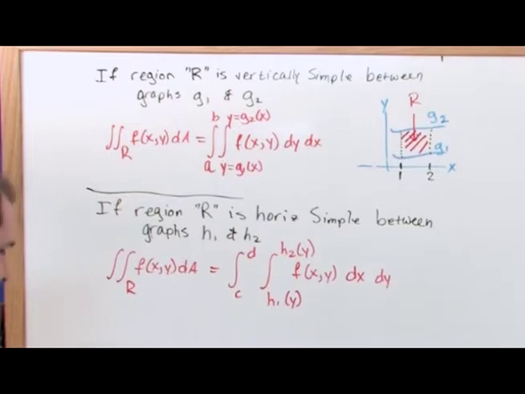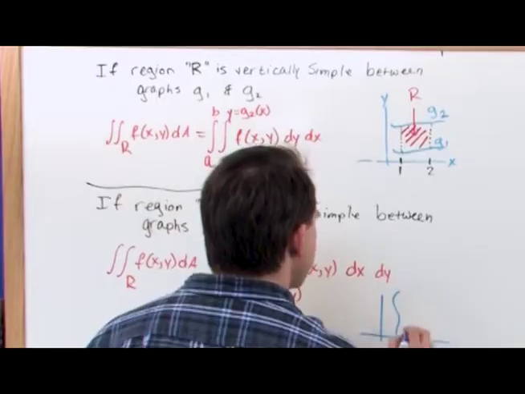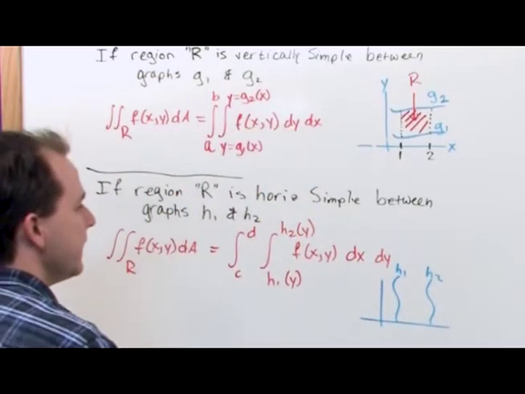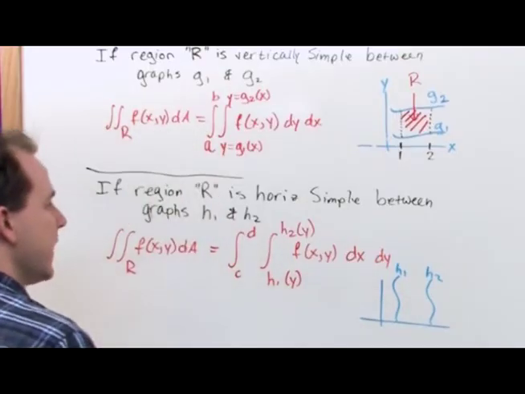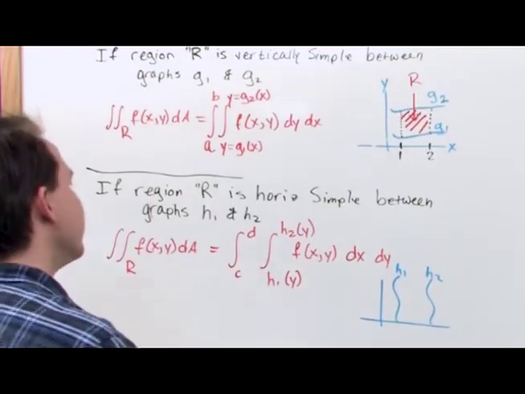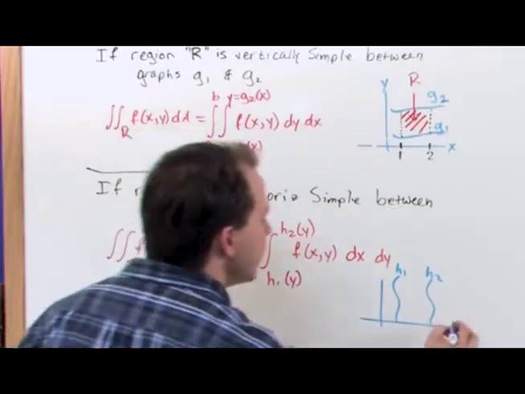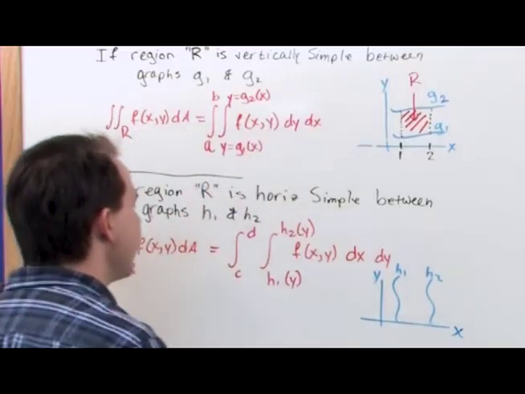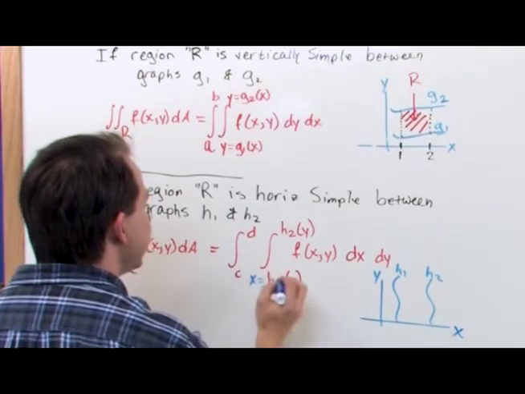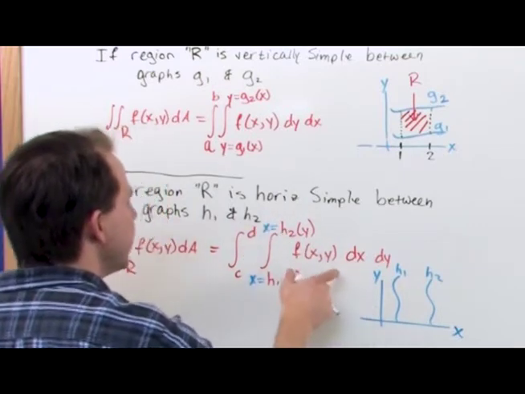Except now the region, if it's horizontally simple, might look like this. I might have an h1 and an h2, okay? And these are the two functions, and it's horizontally simple. And let's just say for whatever reason that it is organized that way, and I want to integrate in that direction. So now, instead of integrating dy and then dx, I'm going to integrate dx and then dy. This is x, this is y, okay? So don't forget that when I have functions of y, what you're saying implicitly is x is equal to that function, and x is equal to this function. So I'm integrating along x right here, okay?